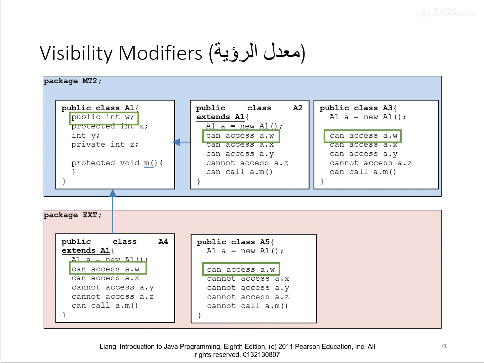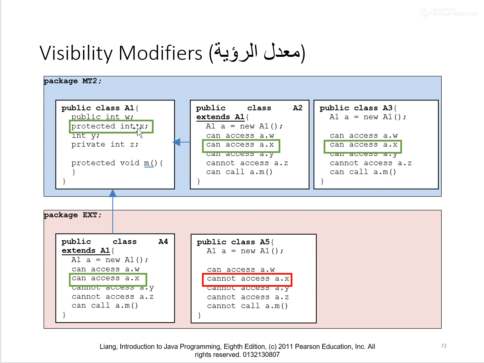So let's go element by element. For the integer W that's been declared public in A1, because it's public, we said something that's easy to remember. This will be visible to everyone, whether the other class is a subclass of A1 or not, whether the class is in the same package or not in the same package. As you can see, it says here, so can access a.w, a is an instance of class A1. So W is accessible from A2, from A3, which is just in the same package as A1. It is accessible from A4, which is a subclass in a different package, and it is also accessible from A5, which is a class in a different package, no relationship.